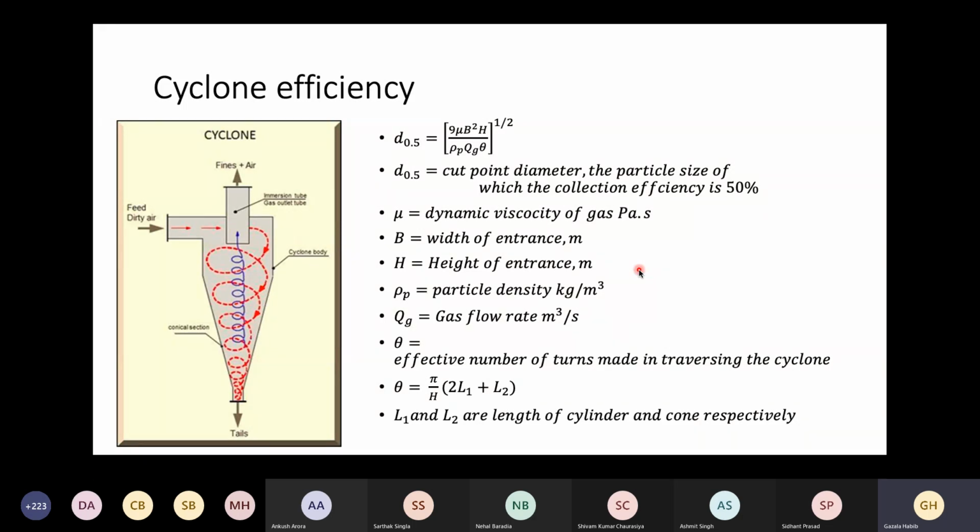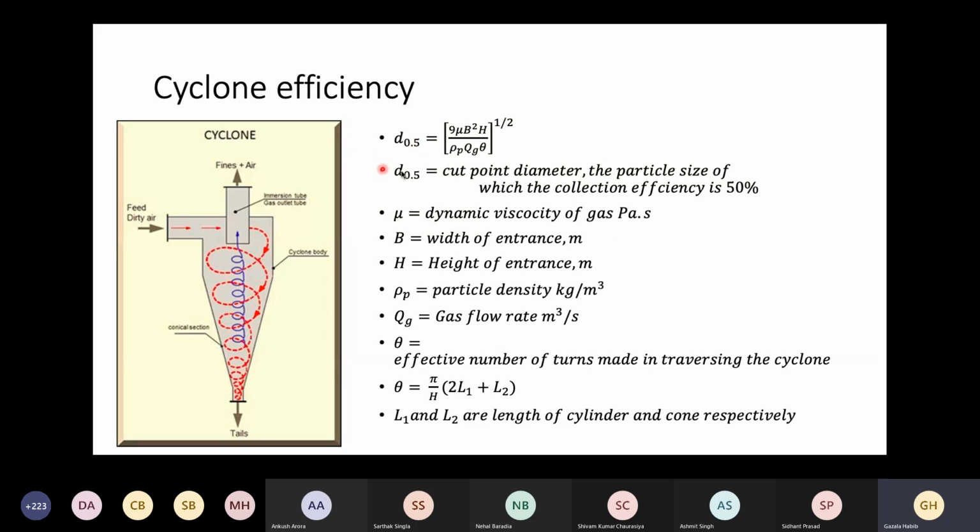I don't have a picture of the cyclone which we use in the lab, but I will put that picture here, and you will see even the dimensions of the cyclone. You will see it's a very small cyclone, and the cyclone used in industry is very large because the gas flow rate is high, and it also depends on what size of particle you want to remove.